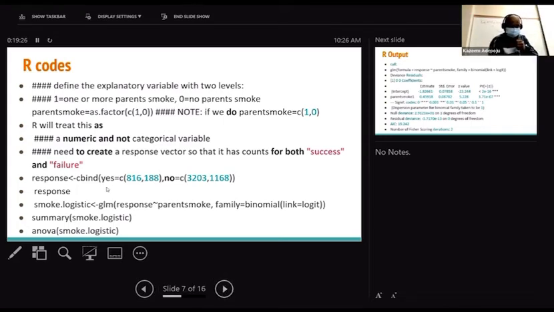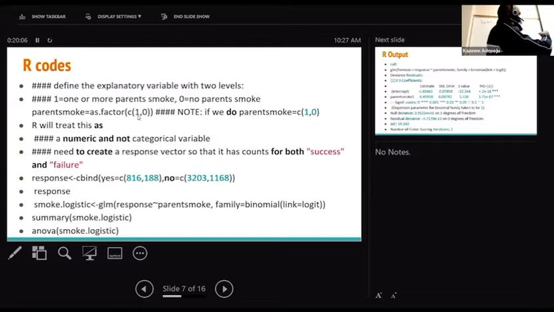Now, the next thing I'm doing here is telling R that I want to treat that as a factor. That's why you see parents smoke equals as.factor of 1 and 0. You know where the 1 and 0 come from. I coded 1 if one or more parents smoke, and if neither parent smokes, that is coded 0. You know what I want to do now? I basically want to look at the effect of the parents' smoking on the students' smoking, and we can only achieve that with the logistic regression model.